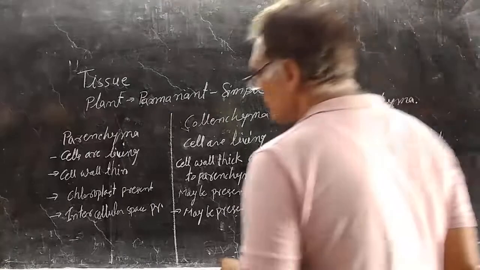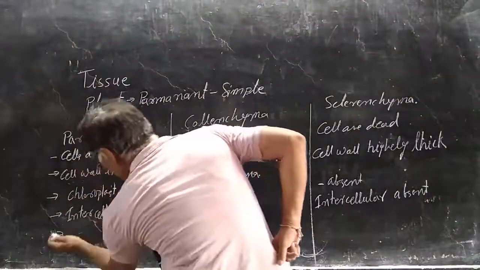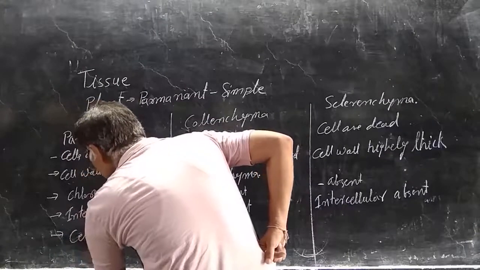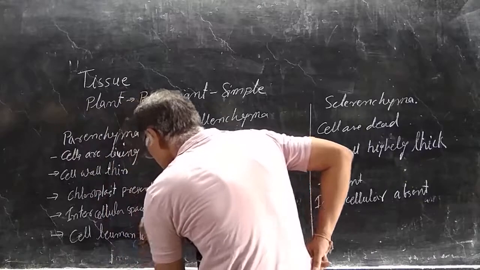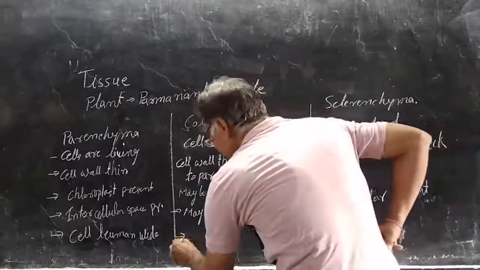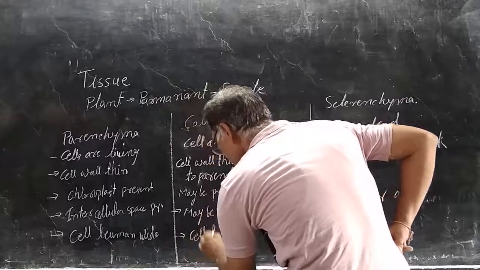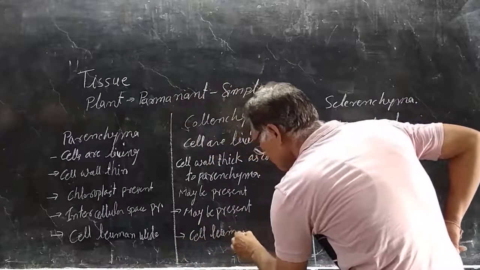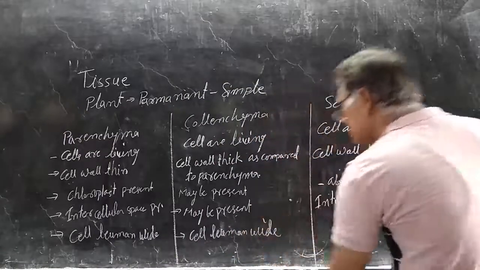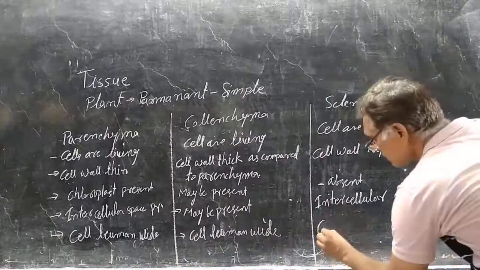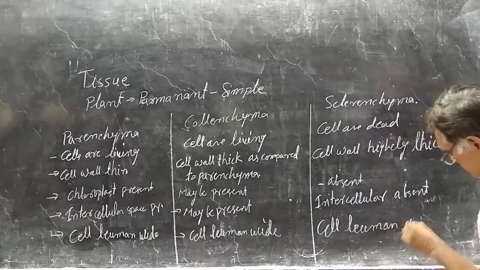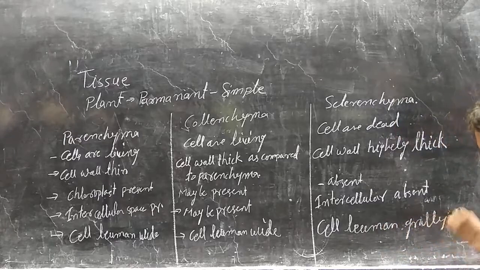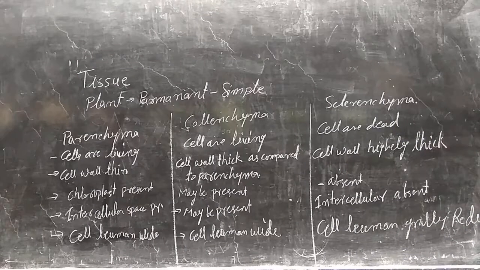Then cell lumen. Cell lumen is wide in parenchyma, and in sclerenchyma the cell lumen is greatly reduced.